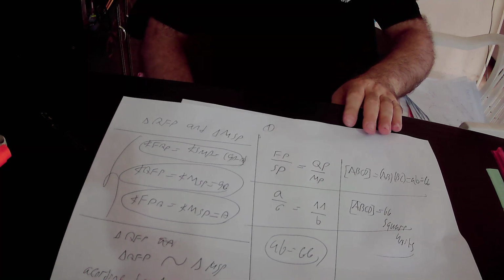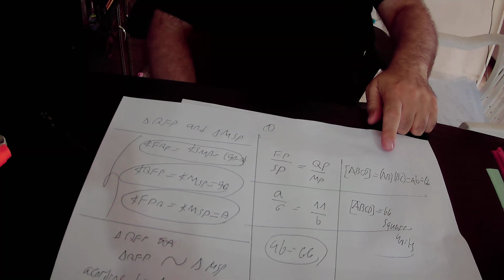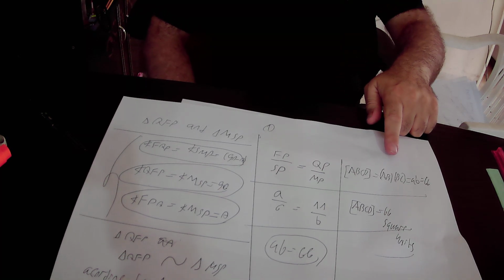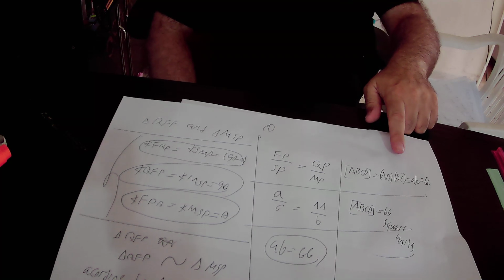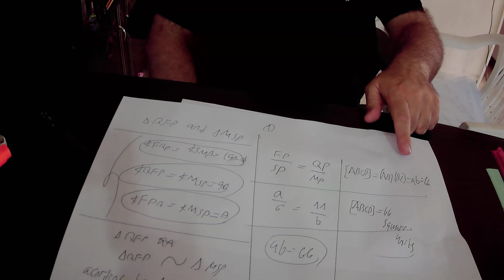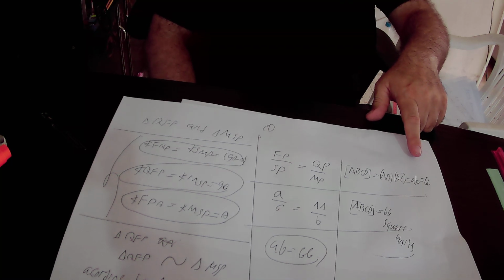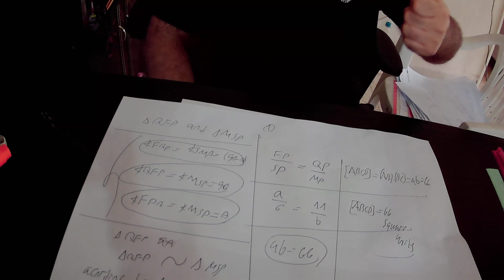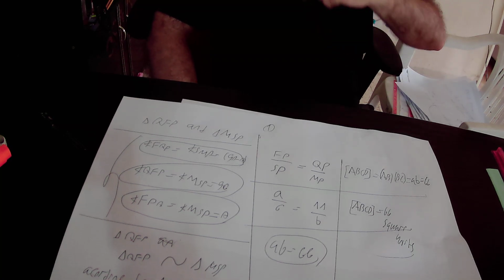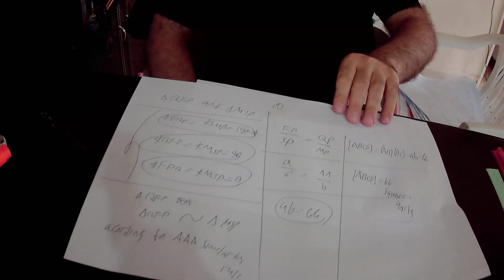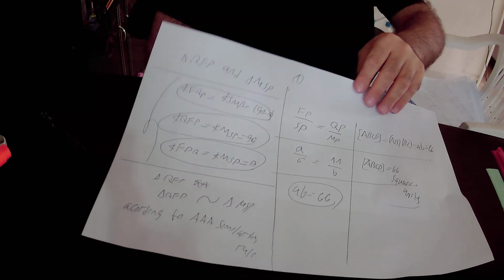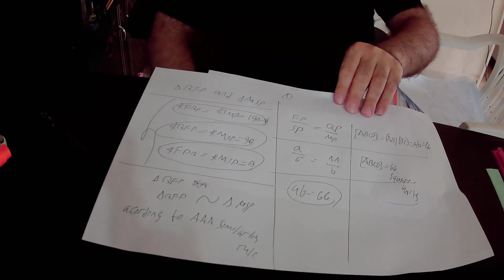The area of rectangle ABCD equals the length of the rectangle, that is AB, times the width, that is BC. AB is A and BC is B according to our definition. We found that AB equals 66. So in conclusion, the area of rectangle ABCD equals 66 square units. That is the result that we got in both methods.